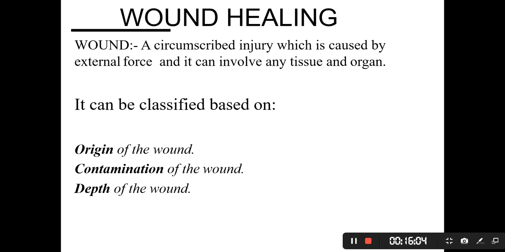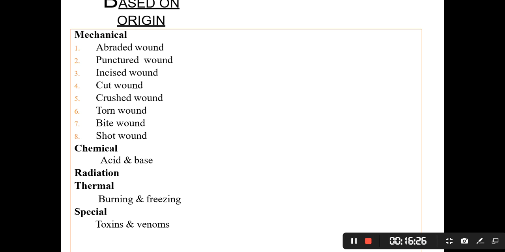The next phase that we are studying is wound healing. What is a wound? A wound is an injury which is caused by an external force, and it can involve any tissue, any organ, anything. How is a wound classified? It is classified on the basis of where it has originated, how dirty the wound is, like contamination, and how deep the wound is. Based on it, its healing is classified.